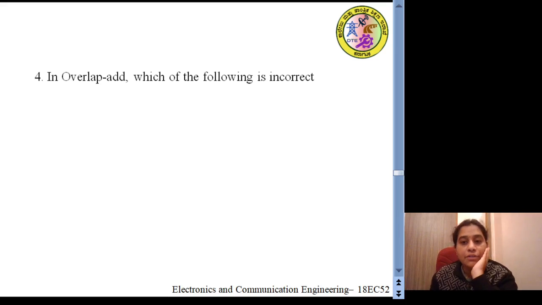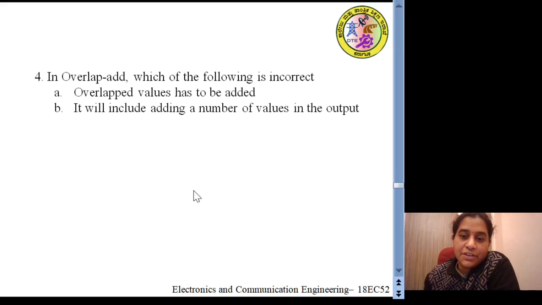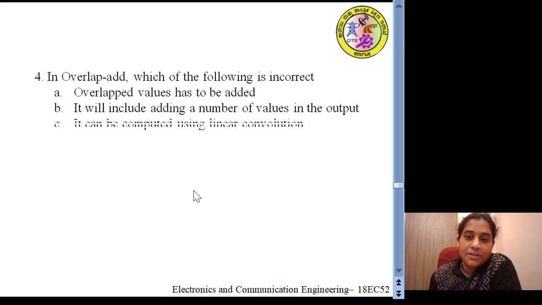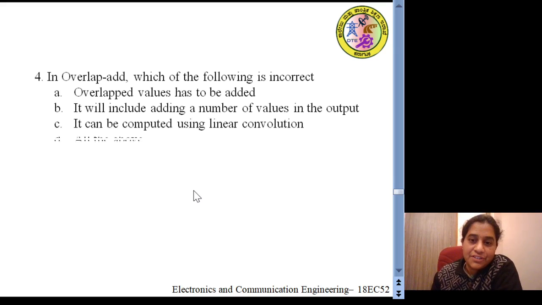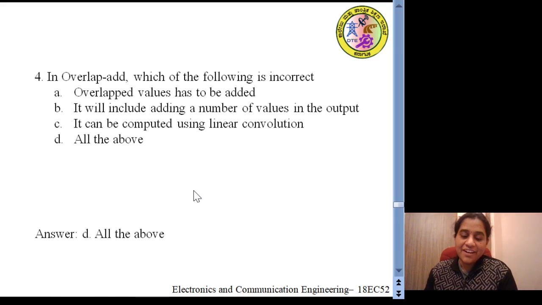So, in overlap add, which of the following is incorrect? First option, overlapped values have to be added. Second option, it will include adding a number of values in the output. Can be computed using linear convolution. All of the above are correct, obviously, as we saw from the discussion in the session video. The overlapped values are added here. Also, it includes adding a number of values in the output section. That's also correct. And it can be computed using linear convolution, correct, so we are computing linear convolution by the circular convolution method. So all answers are correct. So, the answer is option D, which is all of the above.